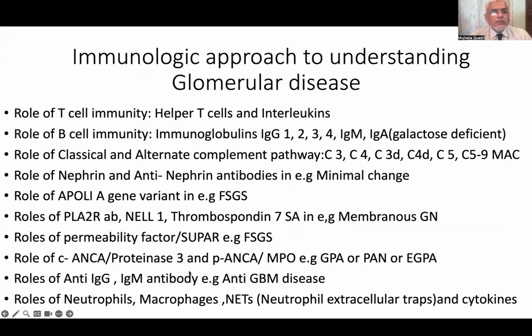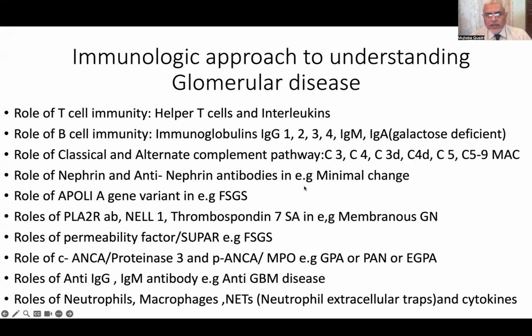is available to you. The role of T-cell immunity with its helper T-cells and interleukins, role of B-cell immunity with immunoglobulins IgG 1, 2, 3, 4, IgM, galactose-deficient IgA, we all understand are important in pathogenesis, particularly in membranous as well as in IgA nephropathy. But in addition to that, the activation of the MBL pathway or the classical and alternate complement pathways, one needs to be aware of that as they are very important in differentiating between things like mesangiocapillary GN or post-infectious GN with alternate pathway activation versus lupus with both classical and alternate pathway activation.